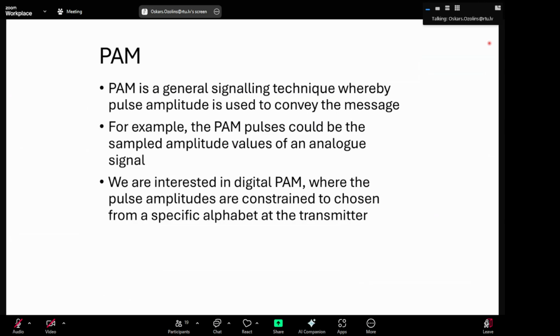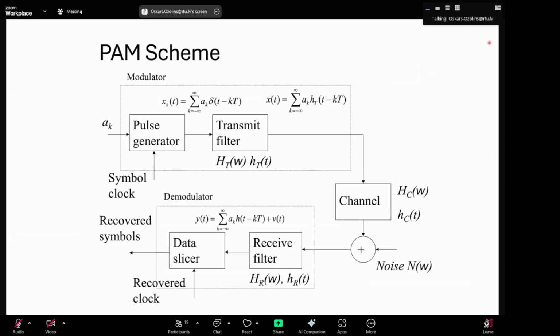We're going to look at digital pulse amplitude modulation, where we have constrained alphabets. This specific alphabet at the transmitter means what types of bits we put through the system, and it's a different representation of what I showed before. You generate pulses, then you have a filter for the transmitter, then you have a channel, you add noise, and then you have a receiver filter, and then you recover the symbols when you recover the clock.